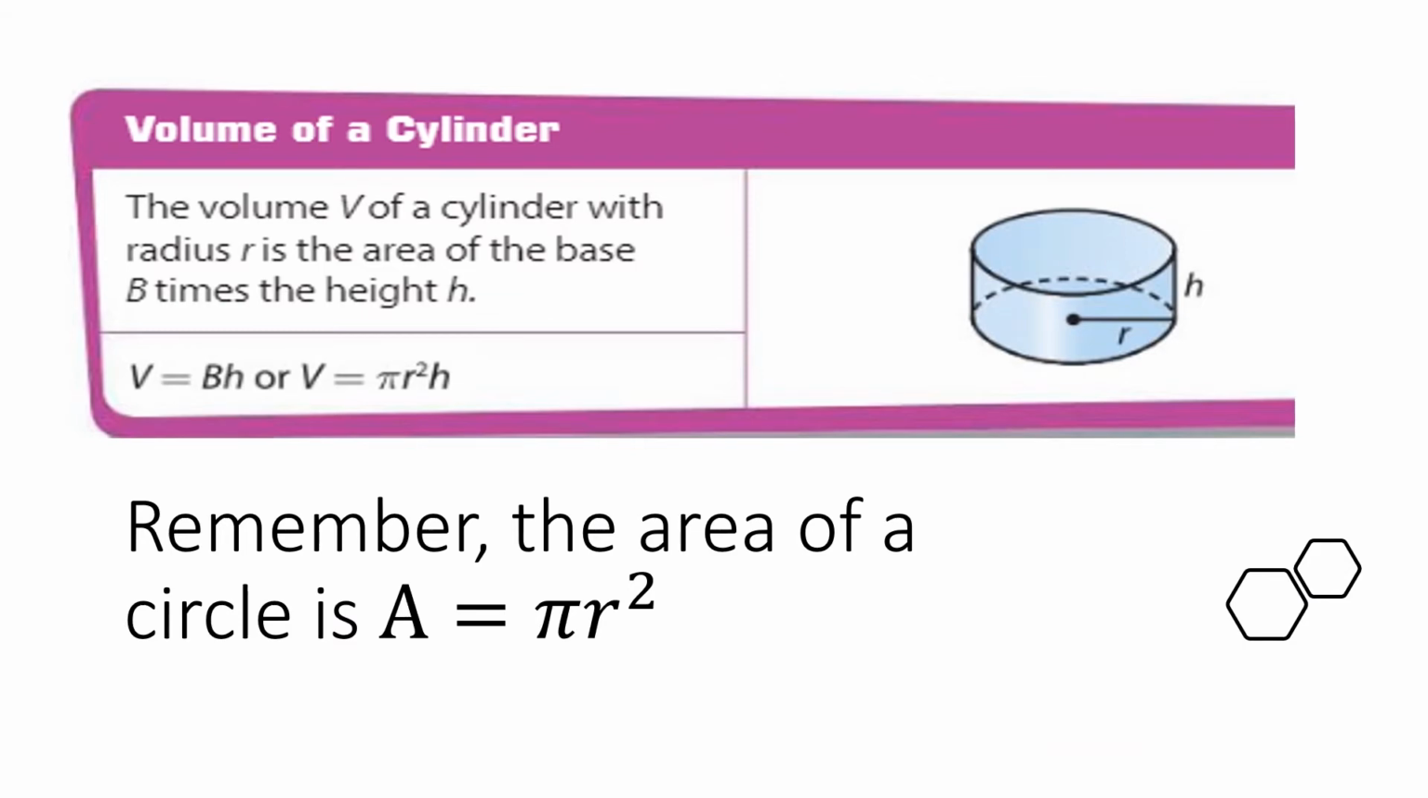All right, if you'll recall, I mentioned before that all volume is area of the base times height. We just replace capital B with whatever the formula is for the shape of the base. So for a cylinder, again, we have this idea of capital B, but remember that the area of a circle is pi r squared. So the formula becomes volume equals pi r squared times the height of the cylinder.